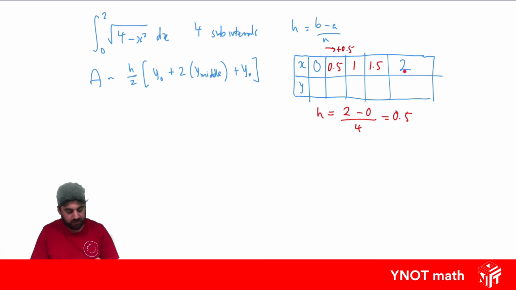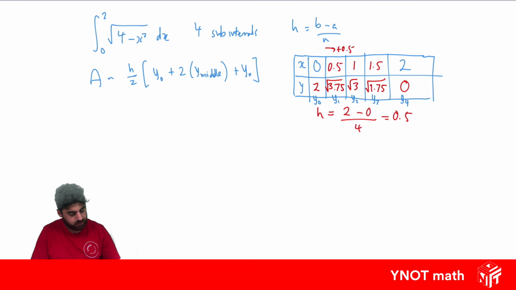Now we can go ahead and sub these x values into our original function to get our y values. So if we sub 0 in, we get 2. If we sub a half in, we get root 3.75. If we sub 1 in, we get root 3. Subbing 1.5 gives us root 1.75, and subbing in 2 gives us 0. And this is going to be y0, y1, y2, y3, and y4.